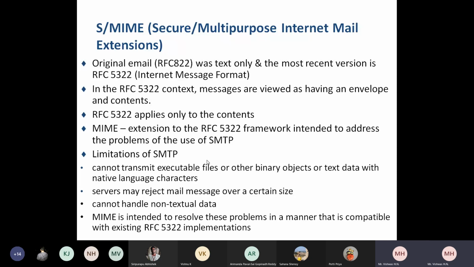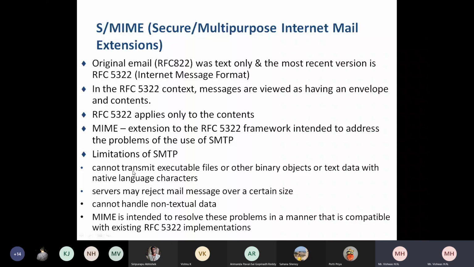Suppose you write text data in your native language, SMTP wouldn't support it. But due to MIME, it is supported. MIME is an extension for SMTP. Servers may reject mail messages over a certain size. As I said, if you have the MIME extension, there is no limitation for the text that you write. Is that clear? SMTP cannot handle non-textual data. If there are any attachments, SMTP cannot handle them, but MIME will support that.